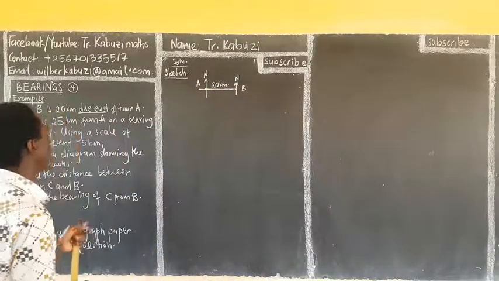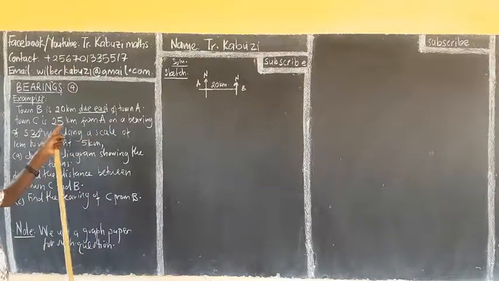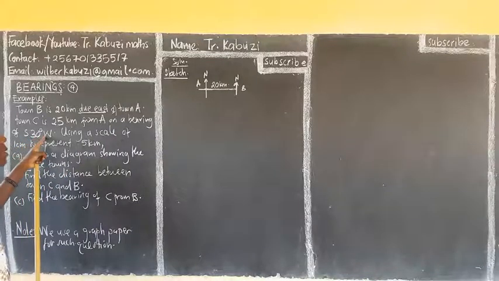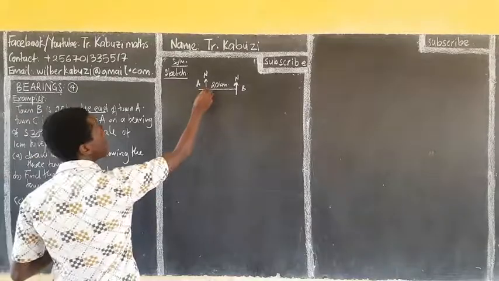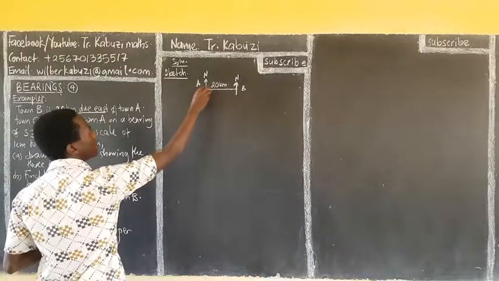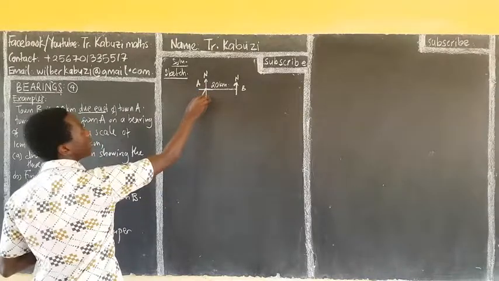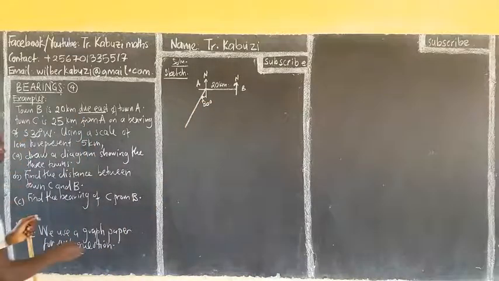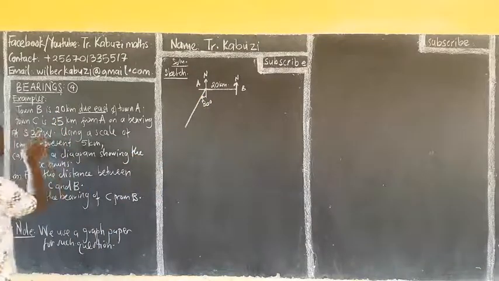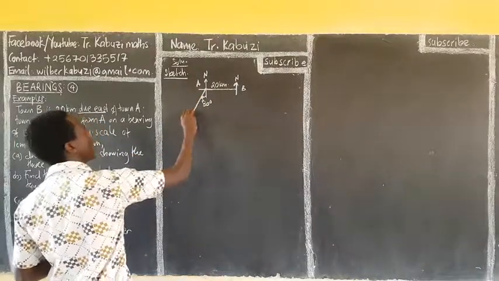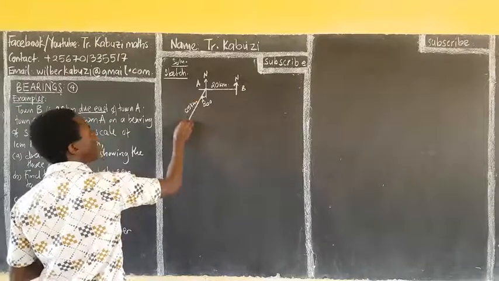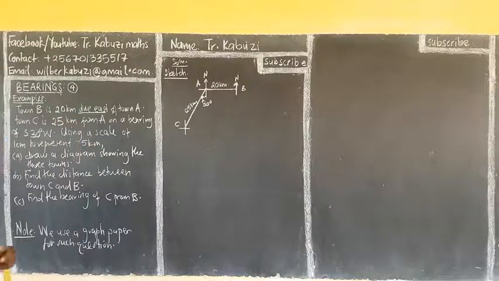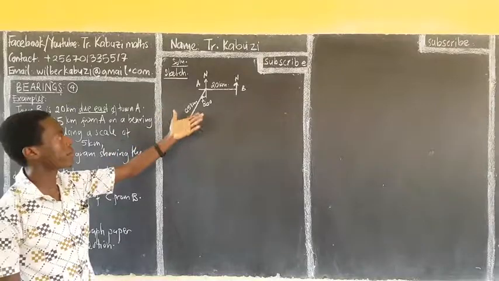Now from 20 kilometers, I then mean that town C is 25 kilometers on a bearing of south, so now they are starting from south, 30 degrees towards the west. So where town A is, I measure 30 degrees, which is going to be somewhere there. Why 30 degrees? Because from south, I measure 30 degrees going to the west. So these are going to be 25 kilometers, and where those 25 kilometers go is where my town C will be. So that is a simple sketch.